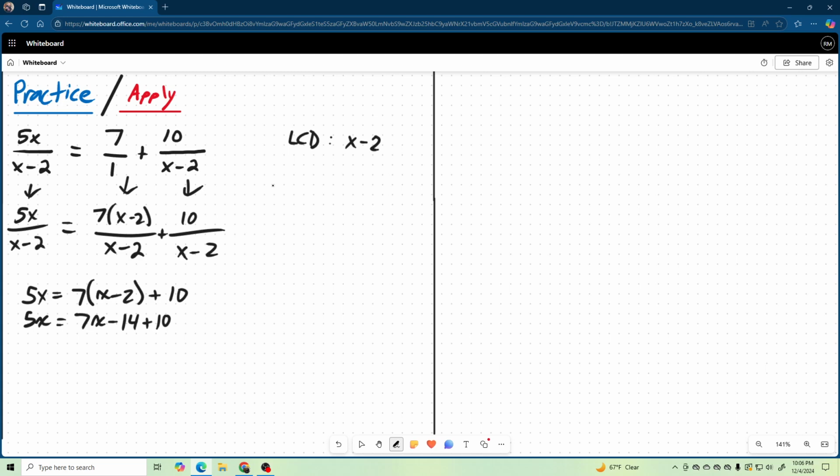So we have, let's see. We'll go ahead and add negative 14 and 10. We're going to get negative 4. So 7x minus 4 equals 5x. We'll minus 5x, and we'll get 0 equals 2x minus 4. Oh, so this isn't even a quadratic. I guess this step actually didn't make much sense. I should have just subtracted 7 from both sides, right?